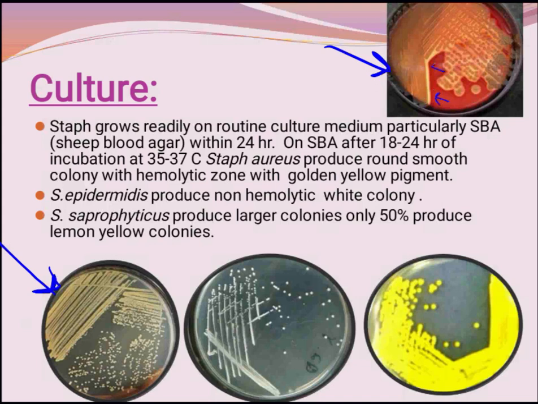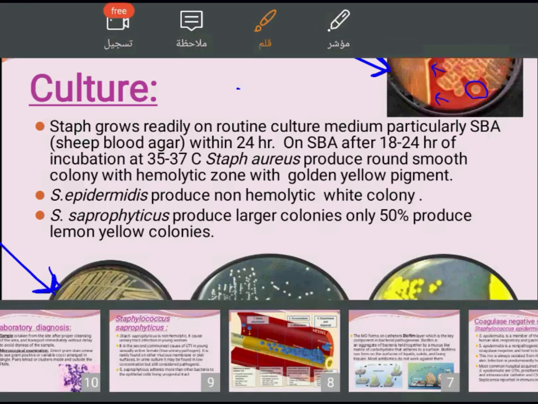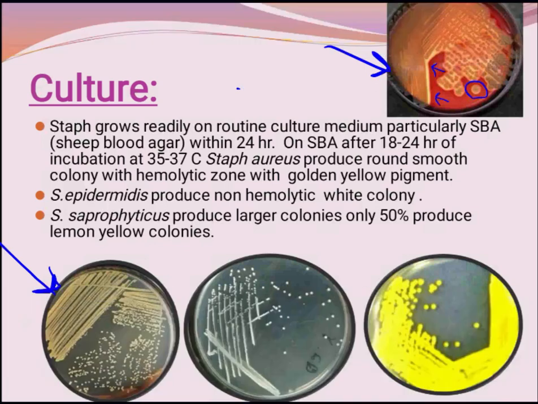This is the clear area with destroyed RBCs due to the production of the alpha toxin by the microorganism, which causes beta type of hemolysis. This is the clear zone of destroyed RBCs around the colony, and it's caused by alpha toxin, which causes the beta hemolysis.